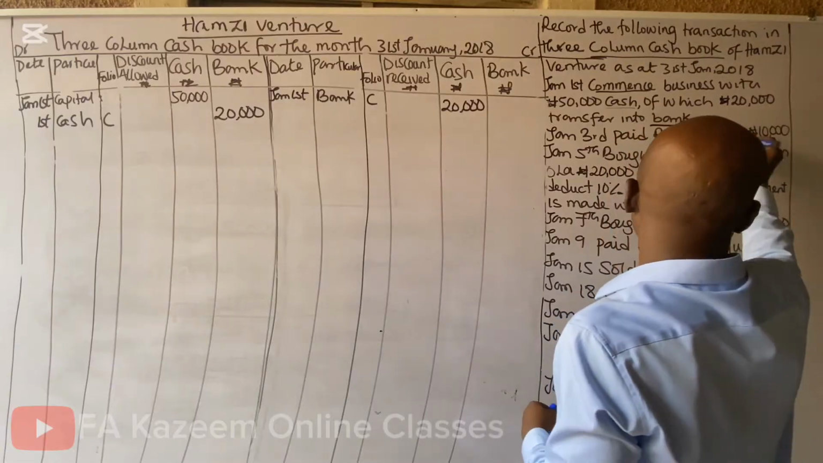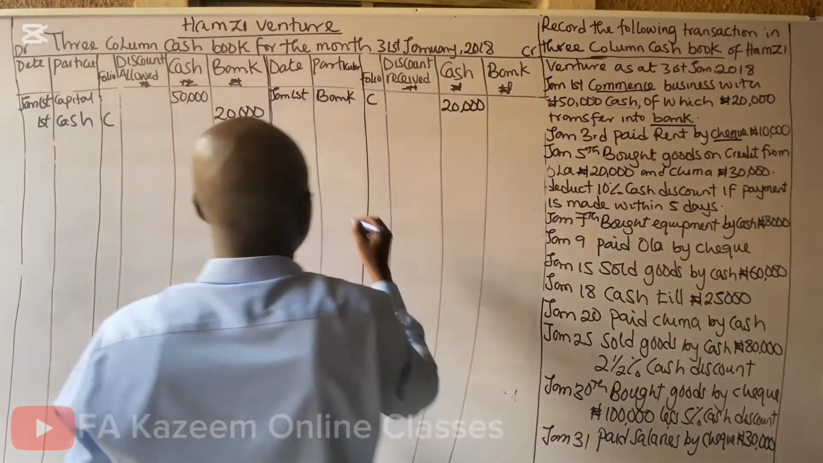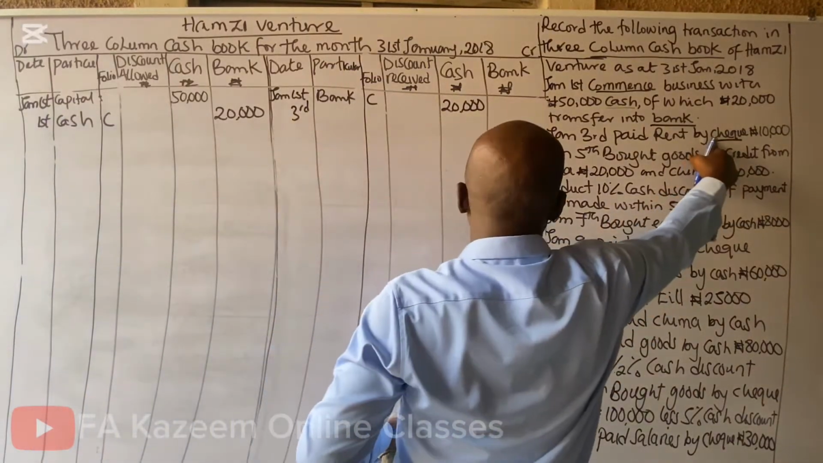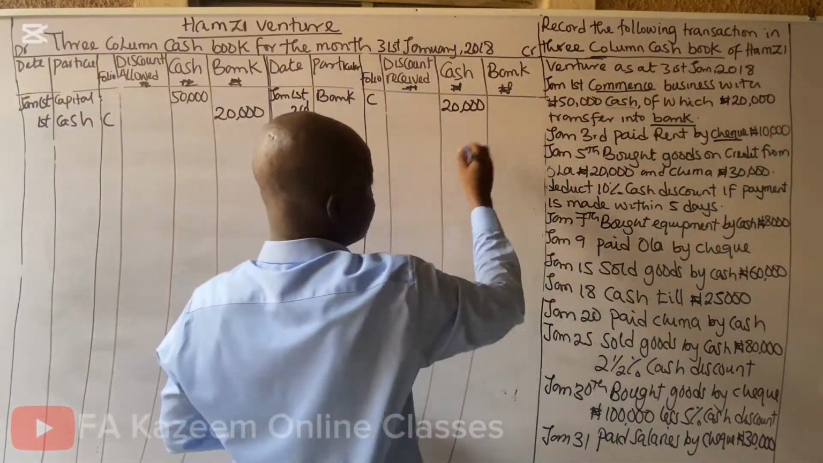Paid rent by check. This is payment. Payments are recorded on the credit side. What did they pay with? Check. Meaning check is going out. Credit.